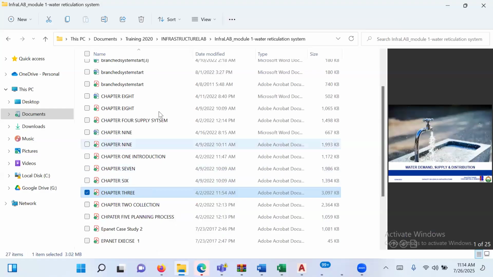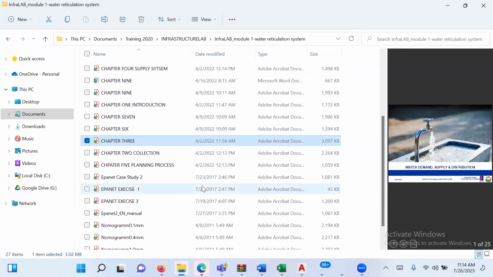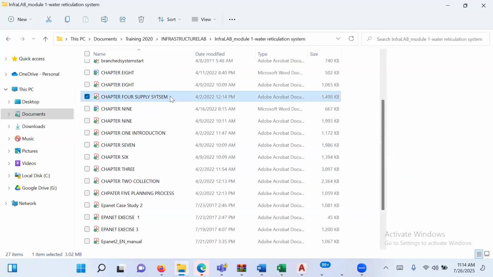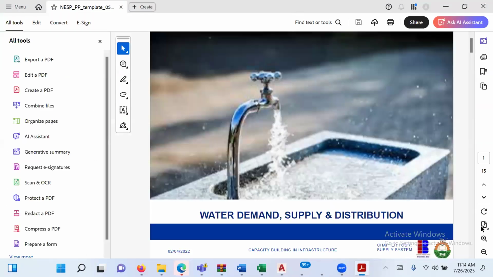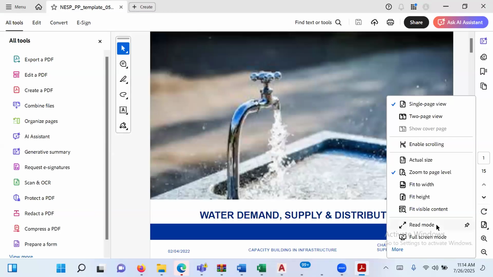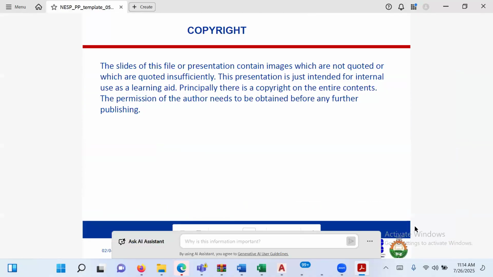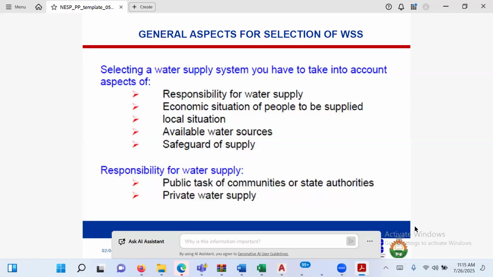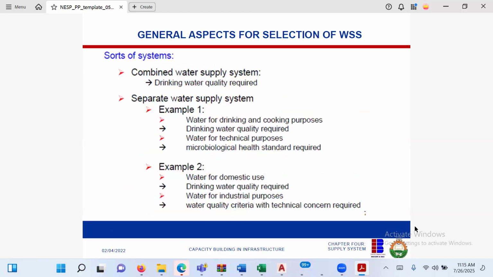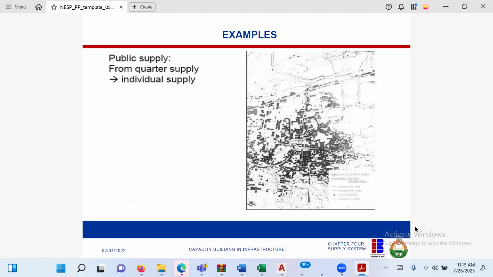So we go to chapter 4. Chapter 4 will be the supply system. So, general aspects of selection. I'm not going to go into all this, for want of time. So let me just give us an idea here.